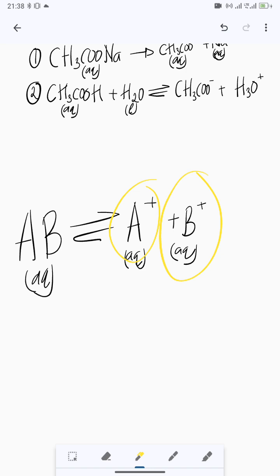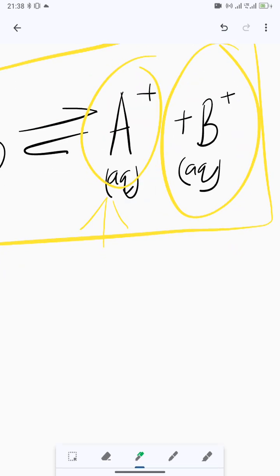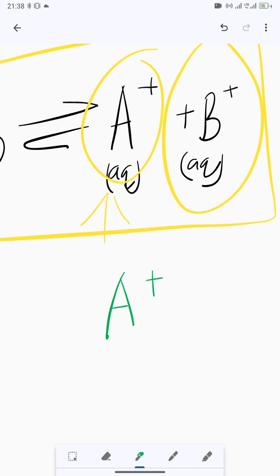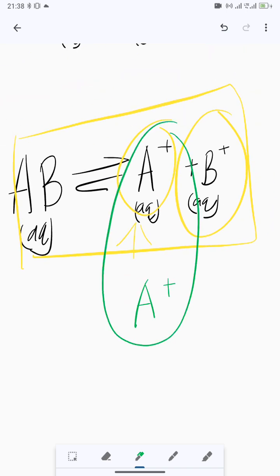If I were to add another compound into the same solution where this is present, and that compound happens to have, let me use a green marker, the same ion as A plus, you see that this becomes a common ion. Why? Because it was already present in the solution from the first compound. But the common ion effect is such that when you add another common ion, it has to be from another source. You understand? We are trying to talk about the effect of adding another compound into an already existing solution that has the same ion.